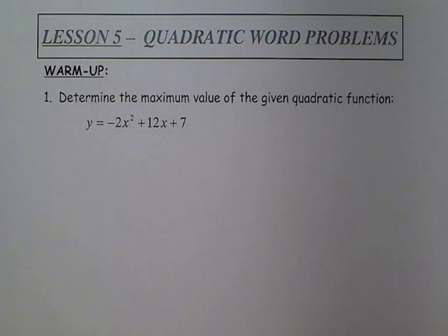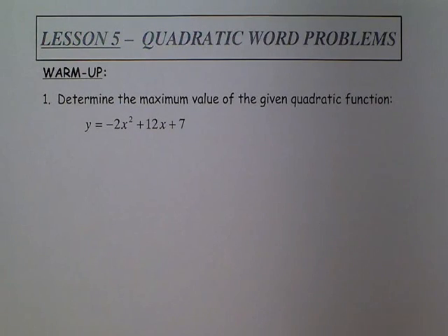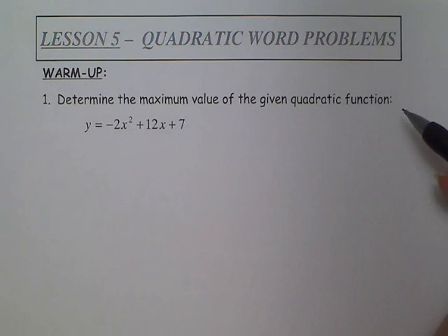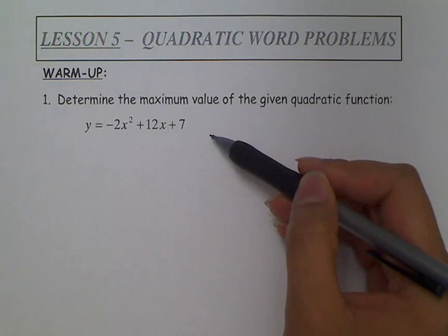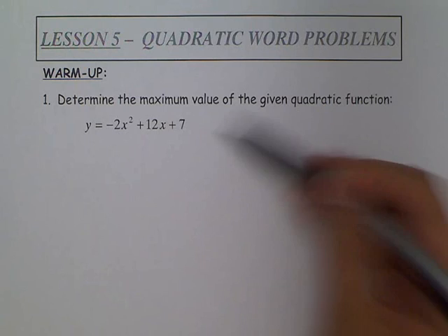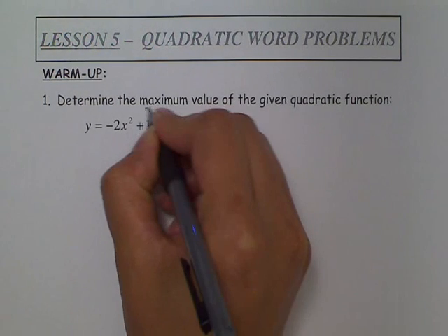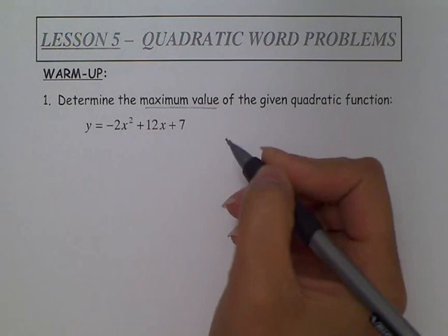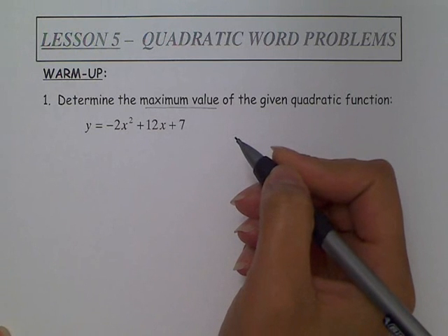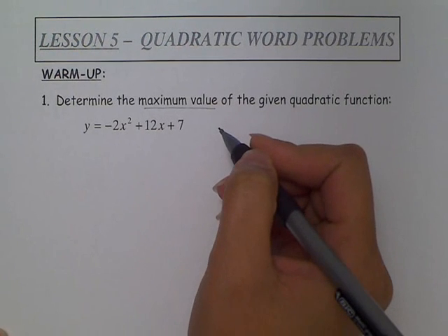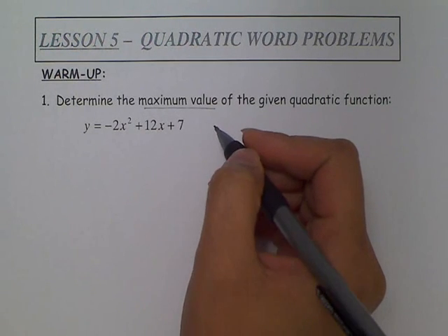In this lesson, we're going to look at some quadratic word problems. For the warm-up, it says, determine the maximum value of the given quadratic function. So we have y equals negative 2x squared plus 12x plus 7, and we're going to try to find the maximum value. When you look at the word maximum value, what that usually indicates to me is that I'm trying to find the y-coordinate of the vertex of the quadratic function.